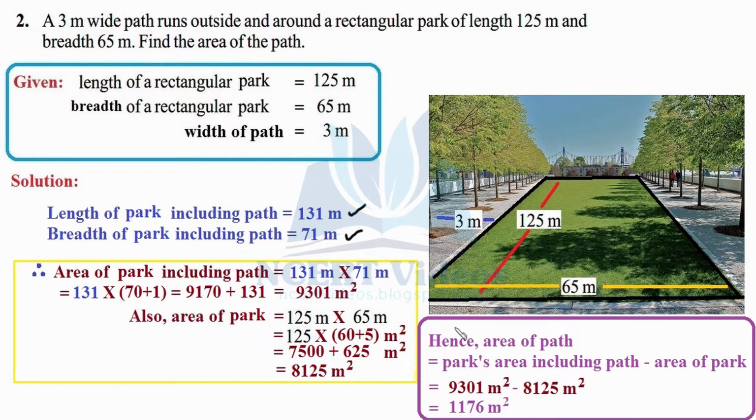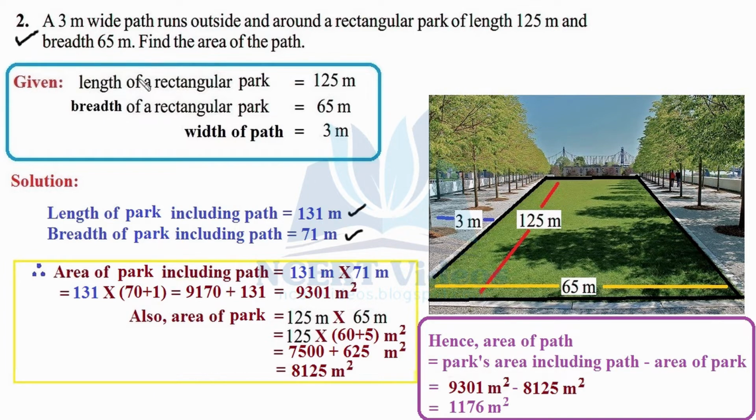Therefore area of path will be this total, that is including path, minus area of park. So we are writing the same thing, park's area including path minus area of park. So it was 9301 meter square minus 8125 meter square. Subtract it, you get 1176 meter square. So that is your area of path.